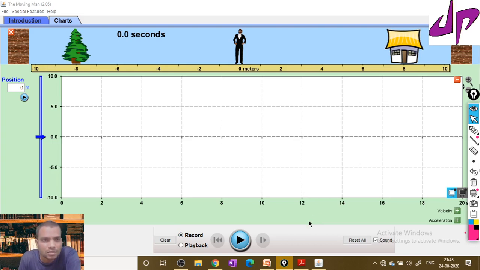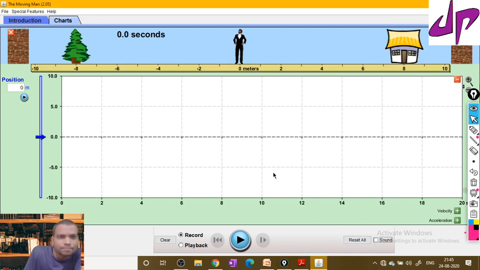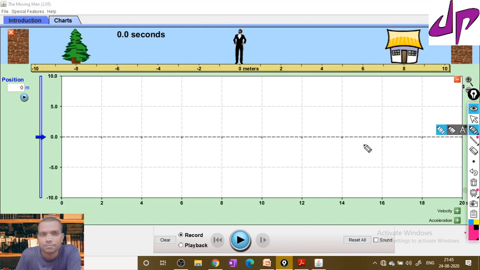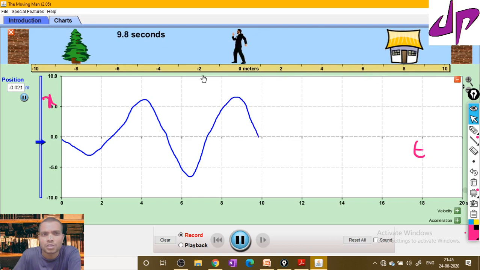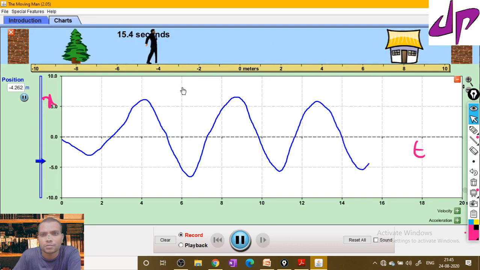Let me describe this. This is the Moving Man PhET simulation, and here I have position versus time. This axis tells about position x, and this one tells about time. Here I have the facility to move this person, so he is my moving man. Depending on my movement, the graph of his motion can be plotted. So let me draw a typical graph first.